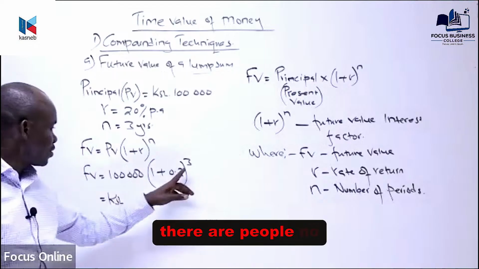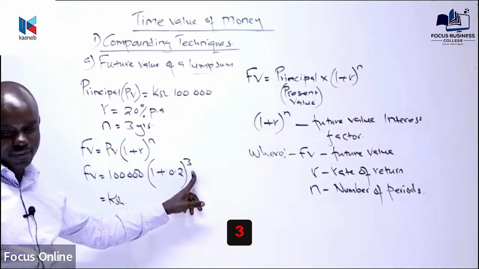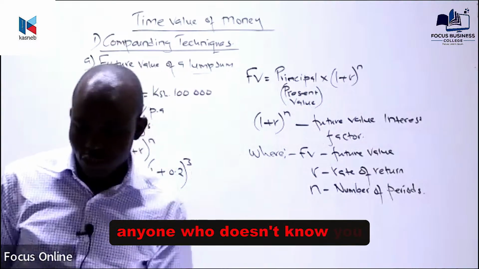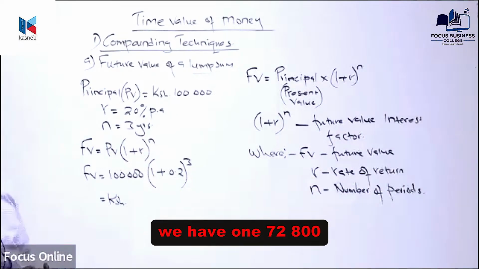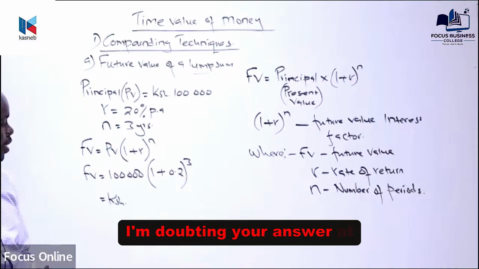There are people, no, but you must know how to put this power 3 in calculators. Anyone who doesn't know will be assisted. Now, for example, we have two answers here. We have 172,800 and we have 106,120.